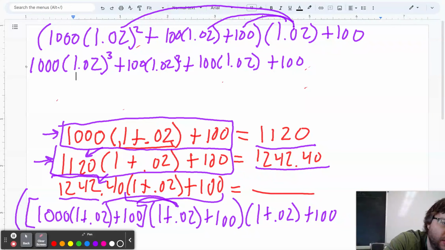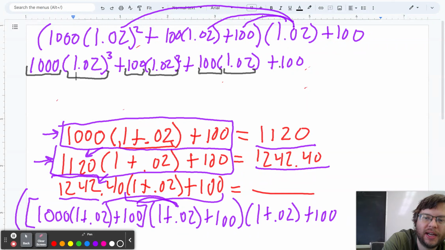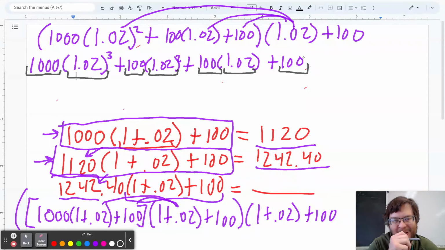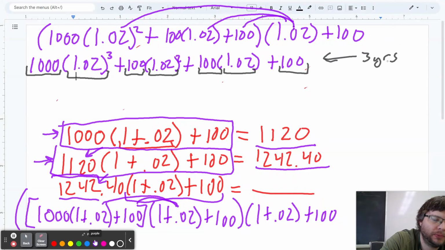The original $1,000 has 3 years of interest. The first 100 extra dollars has 2 years of interest. The next $100 has 1 year of interest. And the last $100 has not earned any interest yet. Okay? So this is what happens after 3 years. What would it look like after 4 years?